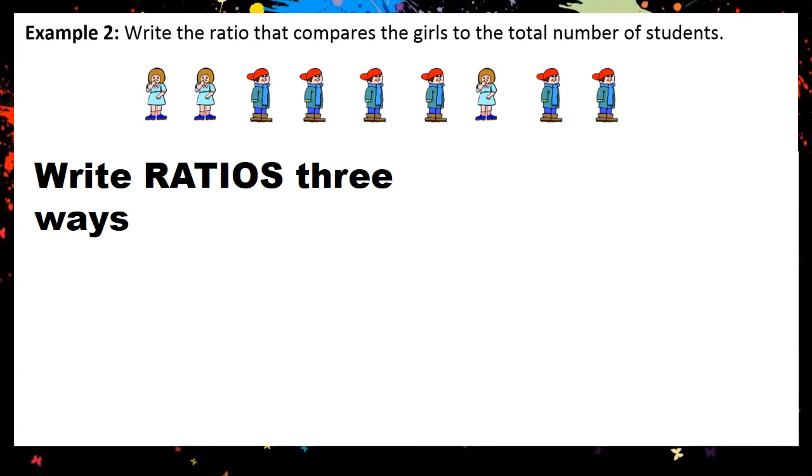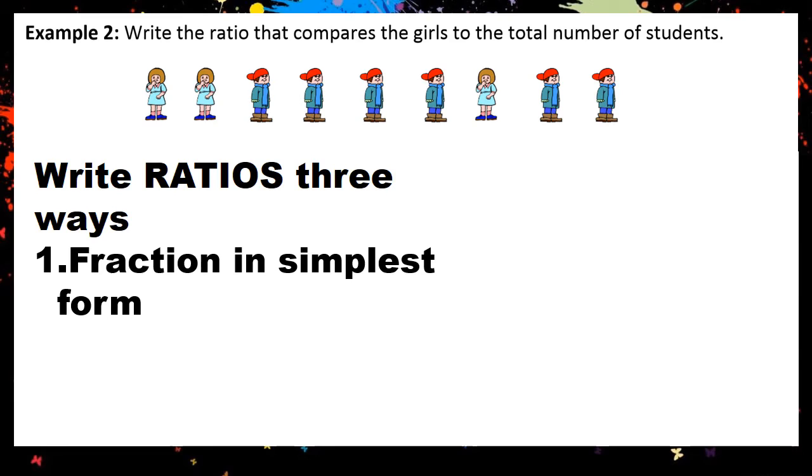So here's our second example. Go ahead, let's pause our video, give this a try. It's asking you this question: write the ratio that compares the girls to the total number of students, and we're going to write the ratio 3 ways.